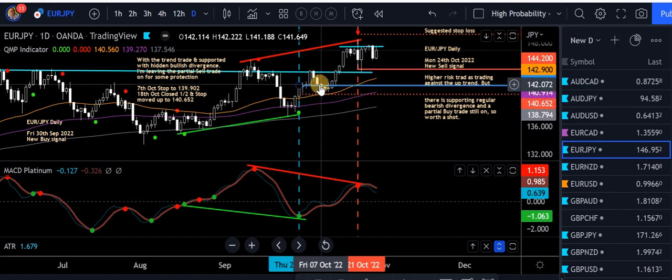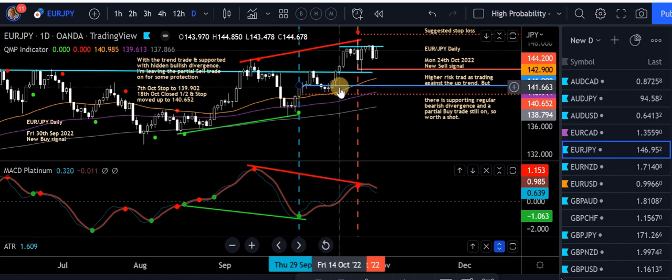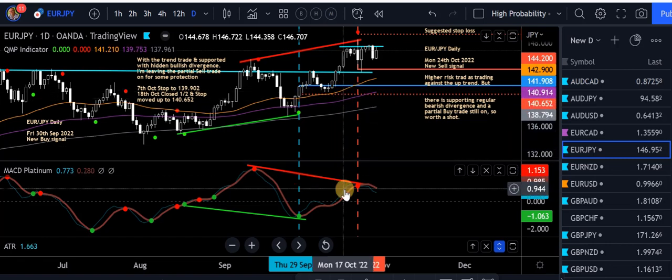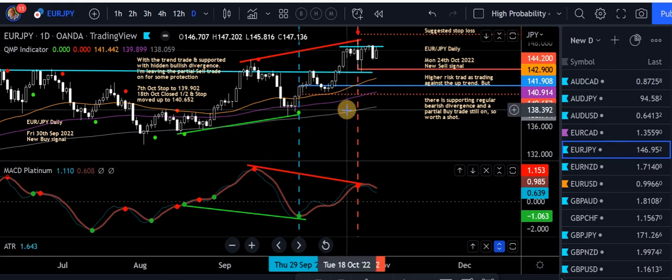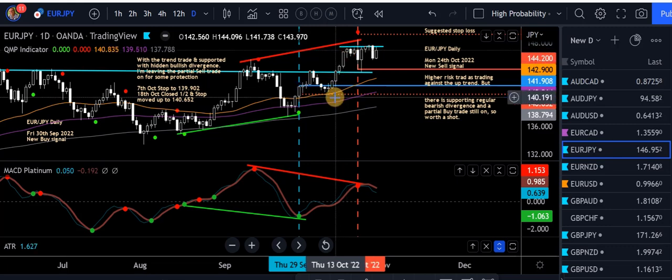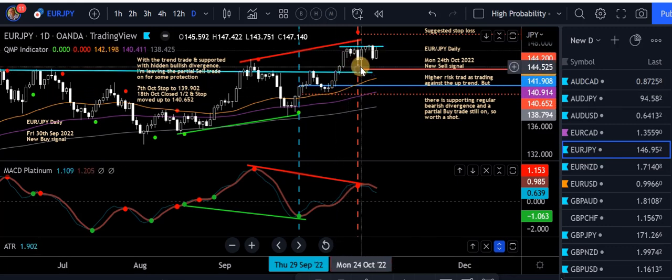No. 7th of October, I moved my stop. 18th of October, closed half. So let's have a look at the 18th of October. MACD platinum through the 0 level. If you look at my line here, so there and here, 18th of October, closed half in here on the buy. And the stop's now up to there. So all good, can't lose on the buy.